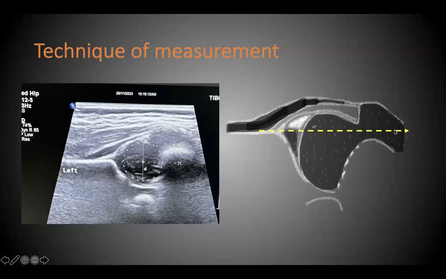Then to measure the alpha angle, you draw the bony roof line, which starts from the lower and the innermost end of the bony roof. And it is supposed to be rotated so that it just touches the roof here.